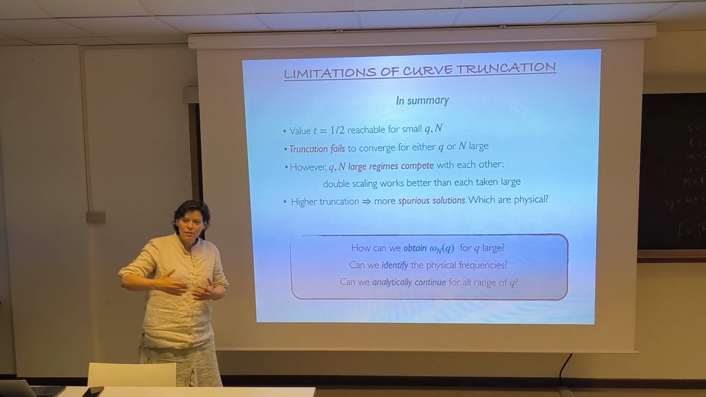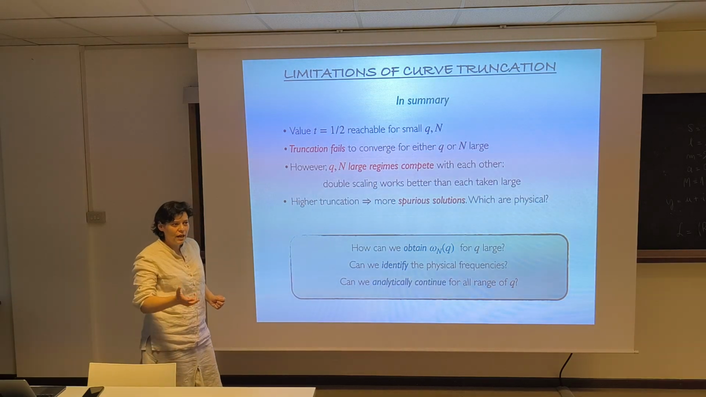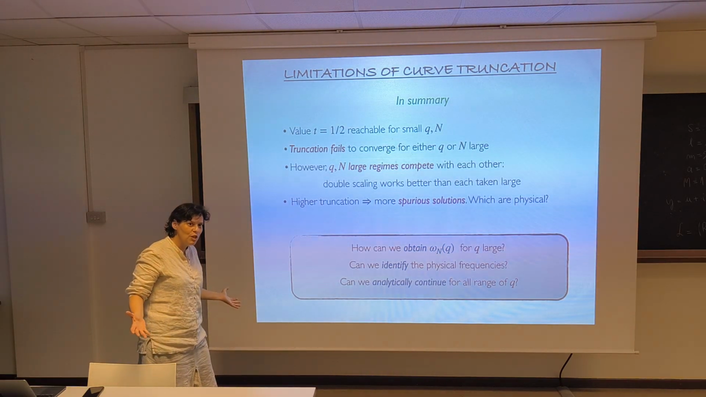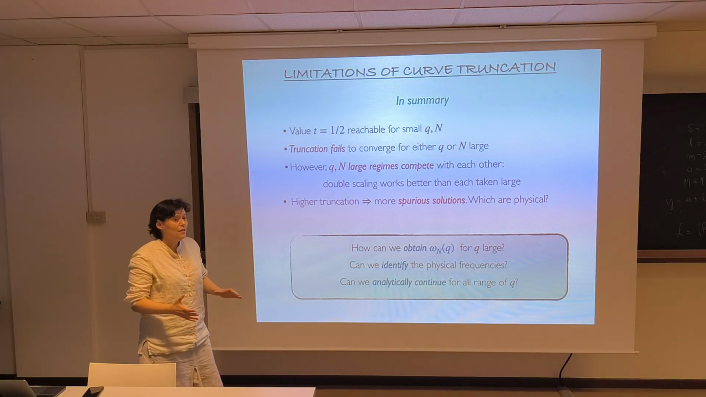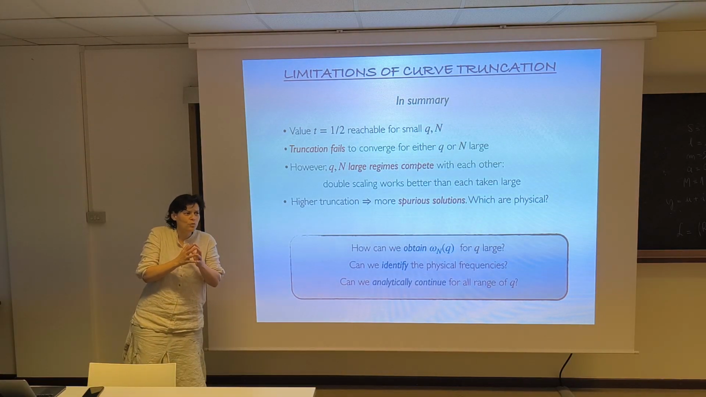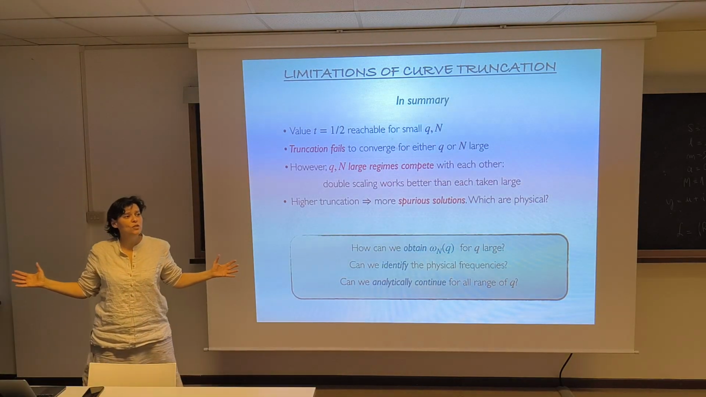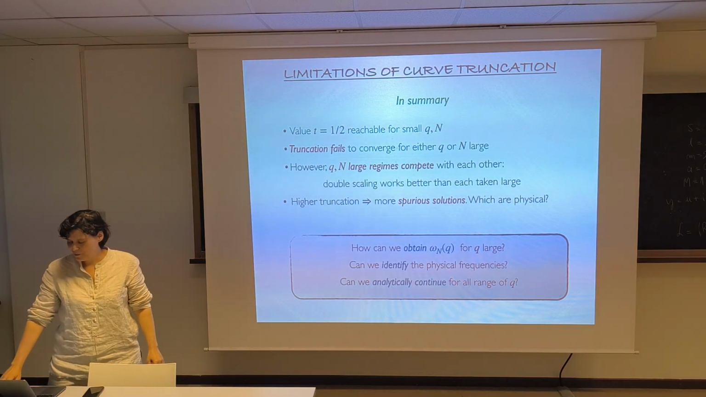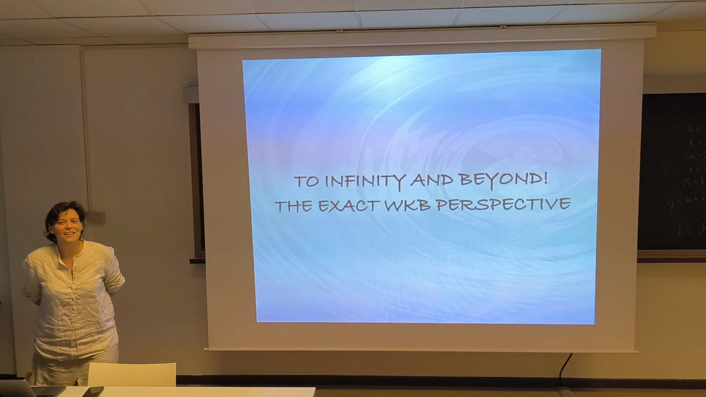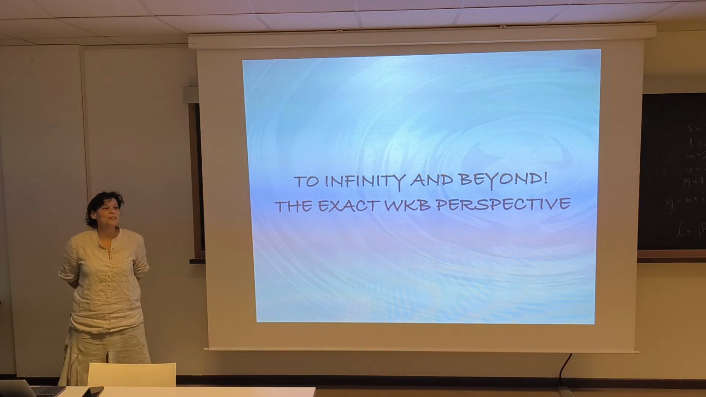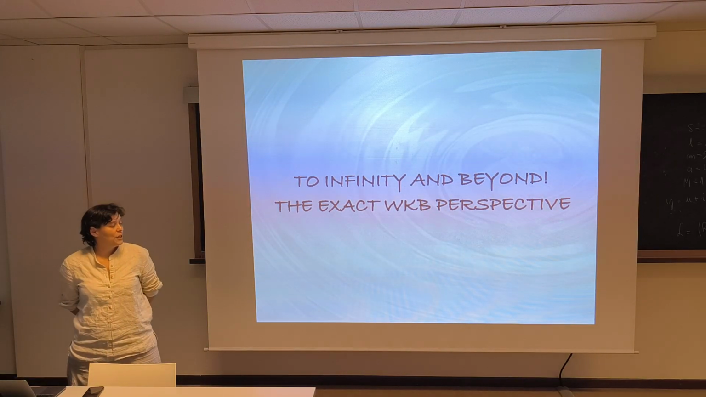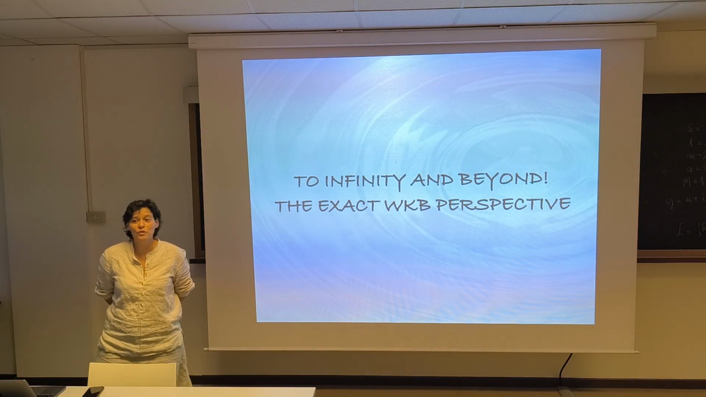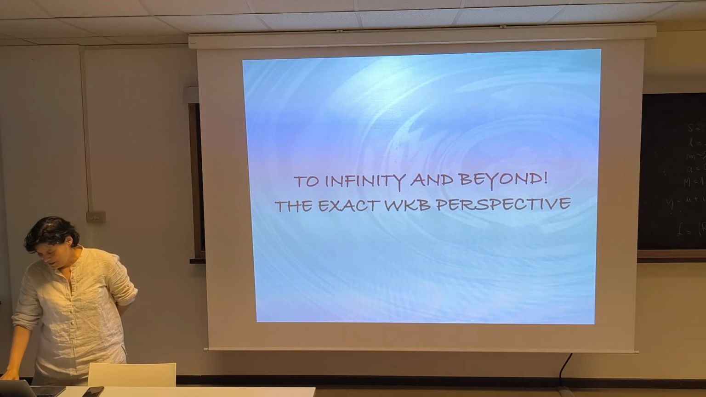How do I get it then? If I want a q a bit larger or n a bit larger, how do I achieve that? Can I identify those physical frequencies? And can I just have an actual result for all ranges of q? That's what we'll do, but with a completely different method. So we're going to use the so-called exact WKB method to solve this problem.